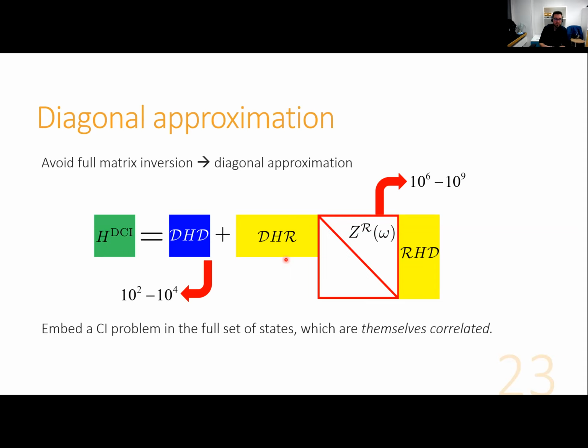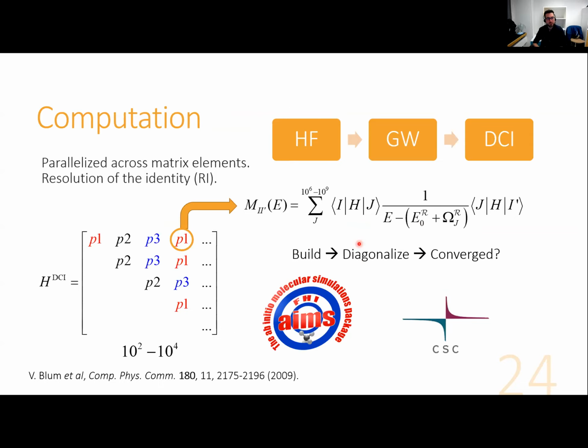To give you some idea of the size of this, the active space produces about 100 to 10,000 determinants, and the sum over the bath configurations can be from 1 million to 1 billion, at least for the systems I've studied so far. Now, even in the diagonal approximation, these bath states are still correlated. All the particles have a self-energy and they interact with each other. So it's a pretty straightforward build, diagonalize, iterate type of procedure.